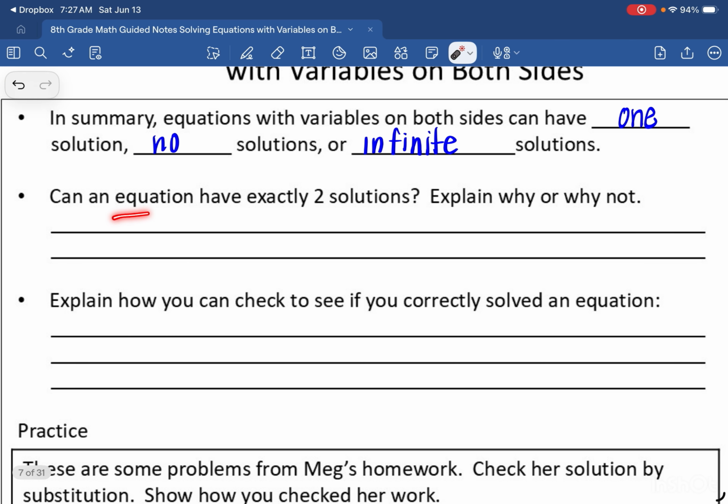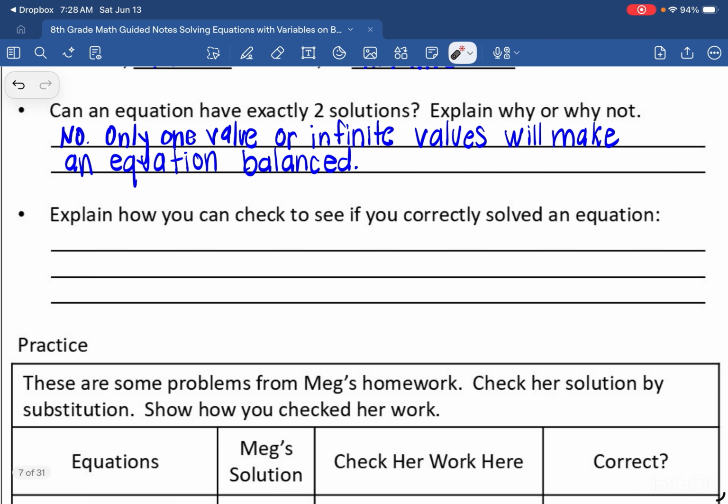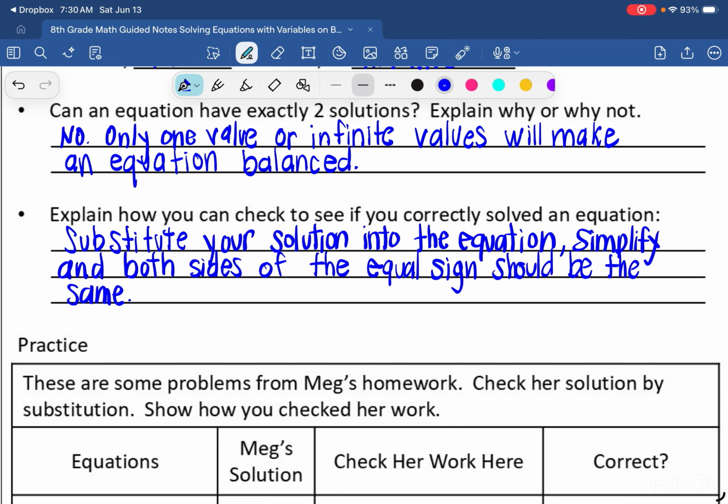Can an equation have exactly 2 solutions? Explain why or why not. No, only one value or infinite values will make an equation balanced. Explain how you can check to see if you correctly solved an equation. Substitute your solution into the equation, simplify, and both sides of the equal sign should be the same.